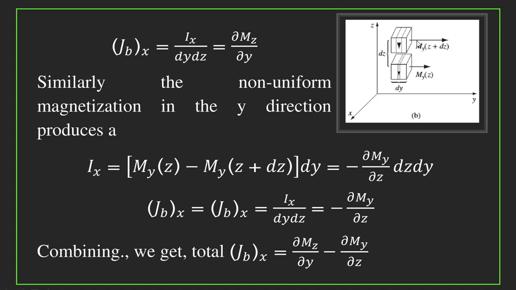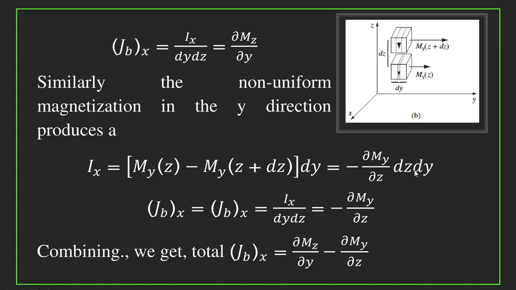Therefore, the positive x direction current is M of z into the width of the current, that is dy, so M of z into dy. And what is the current towards the negative x direction? It is minus M of z plus dz into dy. Now this quantity can be written as the quantity inside the bracket: minus ∂M/∂z into dz into dy.